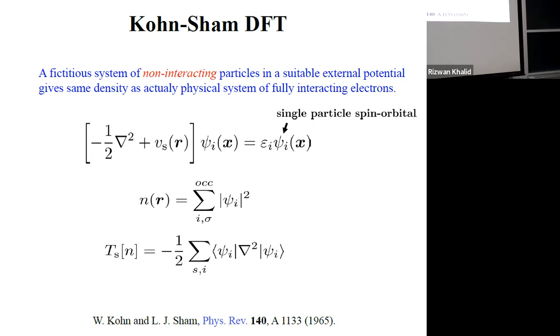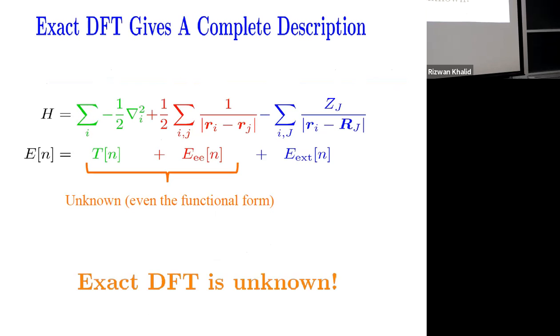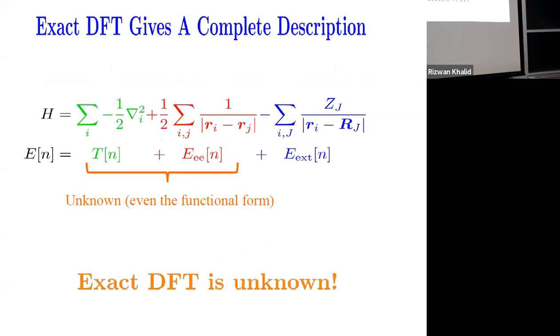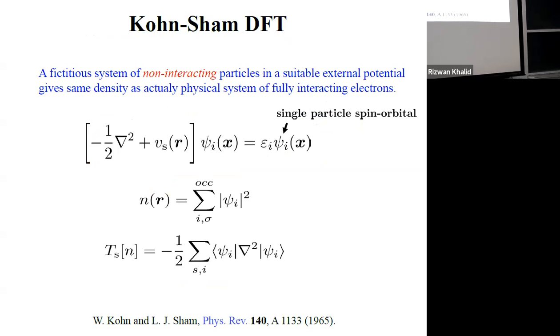So if we appropriately adjust this external potential by turning off this electron-electron repulsion, and we adjust this term, we will see shortly how much we have to adjust it, then we will get the density. And this density would be the same density as the actual system of interacting particles if you appropriately adjust this term and get this VS, which is called the Kohn-Sham potential.